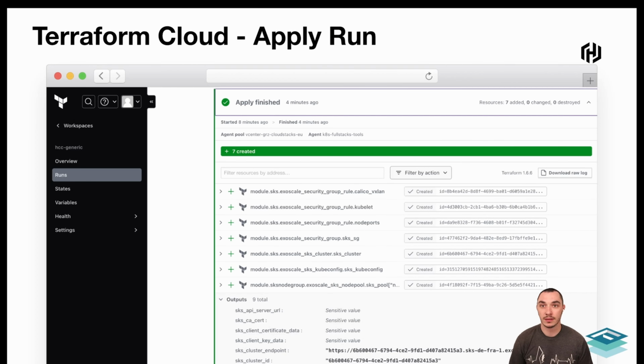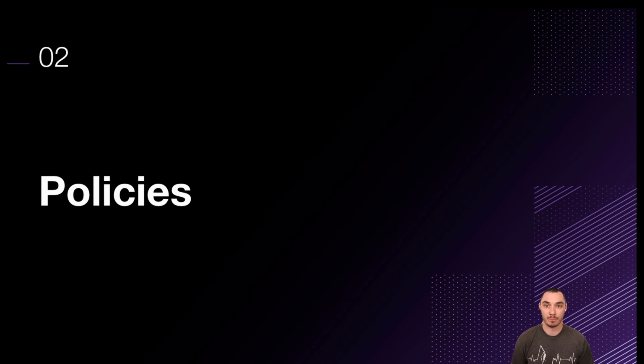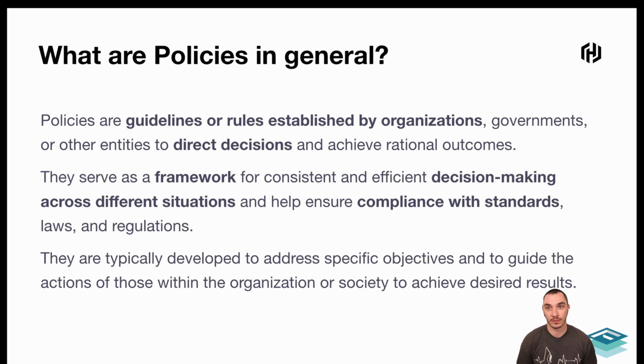From the UI point of view, in Terraform Cloud, this looks something like this. We have the workspace, we have the run, and here we can see that 7 objects got created in the apply run. Now, we've seen a little demo of how Terraform works and what it actually consists of. Now we're going to have a look at what policies are, and in the next steps, we're going to see how Terraform and policies can play together to create higher quality infrastructure provisions and how to increase quality of your internal infrastructure landscape. Let's start off with what policies are in general.